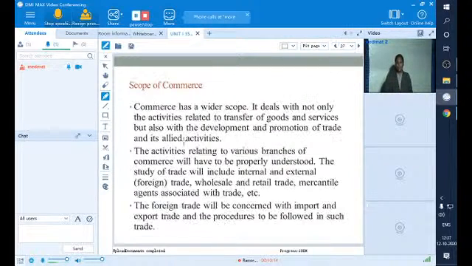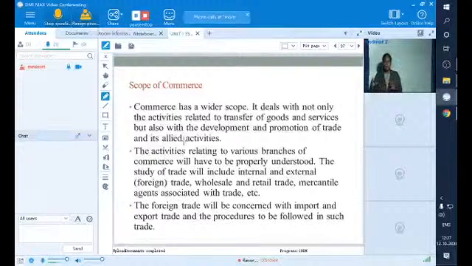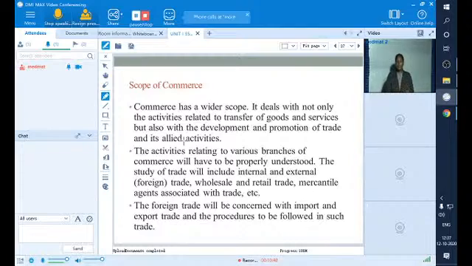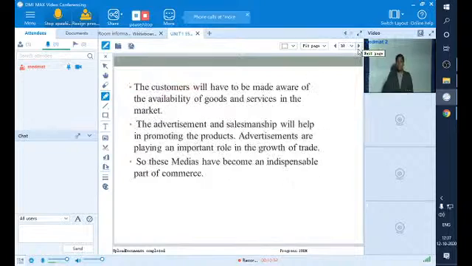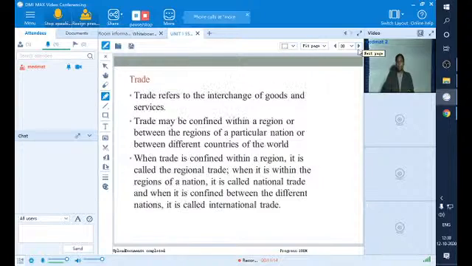So once again we can see this one. Commerce has a wider scope. It deals with not only the activities related to the transfer of goods and services, but also with the development and promotion of trade and its allied activities. The activities relating to various branches of commerce will have to be properly understood. The study of trade will include internal and external trade. External means we can say foreign trade, wholesale and retail trade, mercantile agents associated with the trade. The foreign trade will be concerned with the import and export trade and the procedures to be followed in such trade. The customers will have to be made aware of the availability of goods and services in the market. The advertisement and salesmanship will help in promoting the products. Advertisements are playing an important role in the growth of trade. So these media have become an indispensable part of commerce.